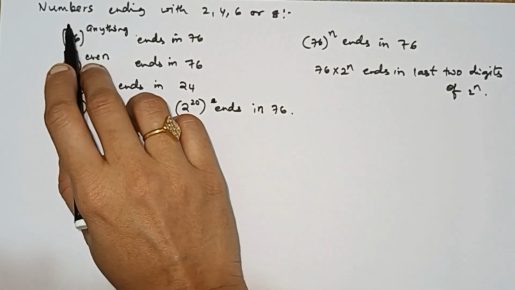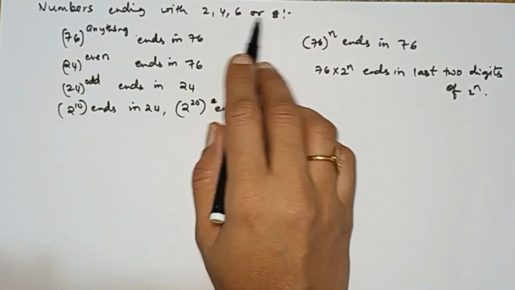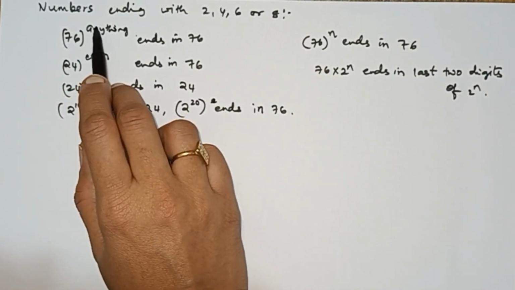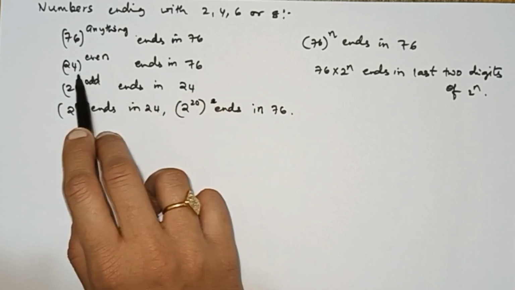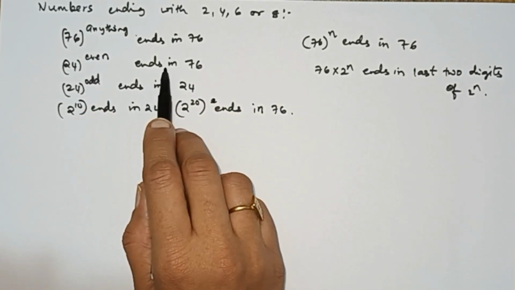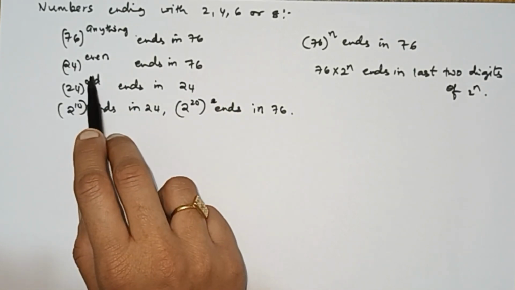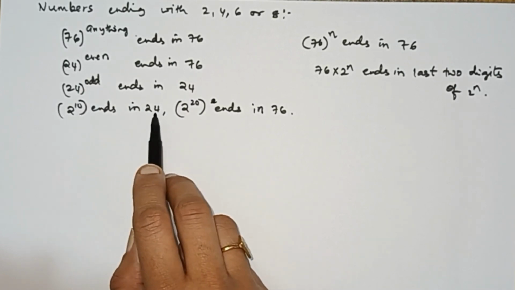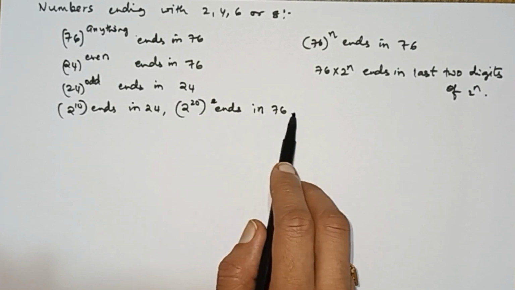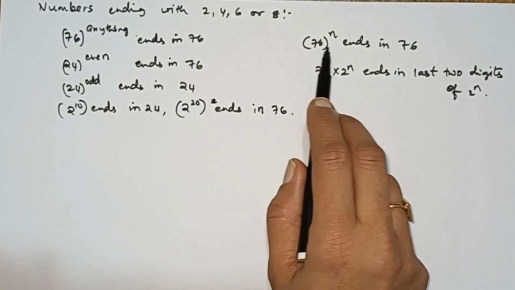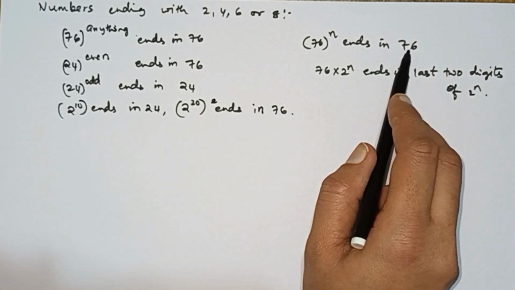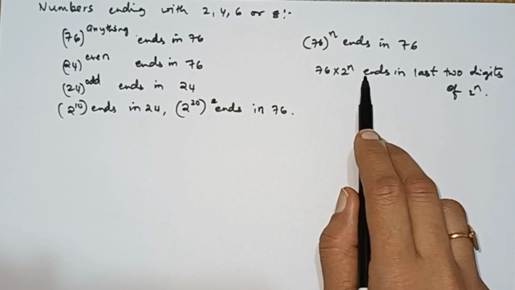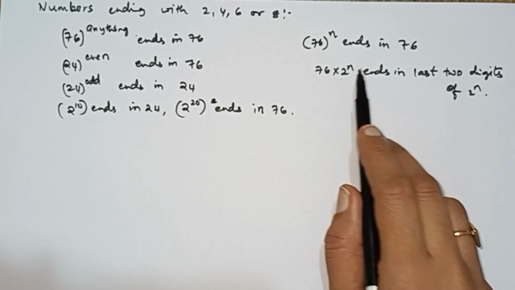The last case is for the numbers ending with 2, 4, 6 or 8. You have to remember these points. 76 to the power any value ends in 76. 24 to the power even always ends in 76. 24 to the power odd value ends in 24. 2 to the power 10 ends in 24. 2 to the power 20 ends in 76. And one more thing, 76 to the power any value ends in 76, and 76 into 2 to the power n always ends in the last two digits of this 2 to the power n.